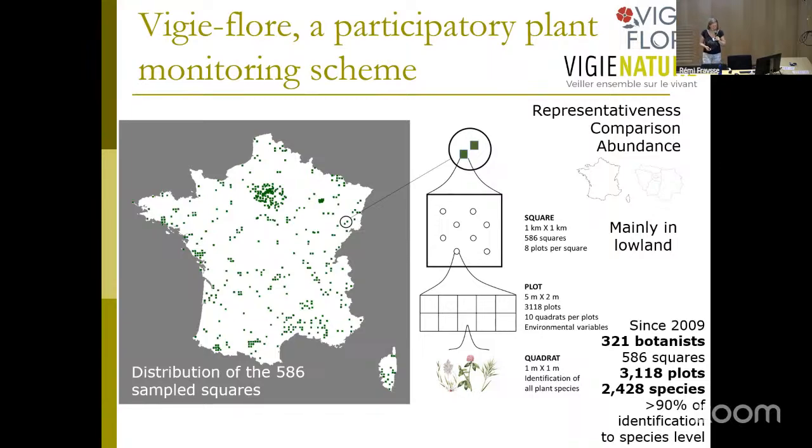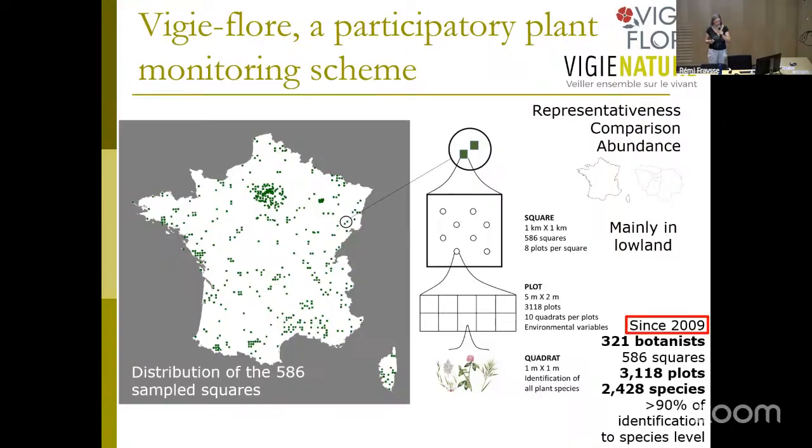And the data collection is highly standardized. Botanists had to count the presence of species in 8 systematically distributed sites within a square of 1 kilometer by 1 kilometer. And each of these sites is made of 1 square meter plots in which they note the presence or absence of all flowering plant species. So this makes comparable data, and it also produces data on abundance of species, which is more sensitive to temporal change than just presence-absence.